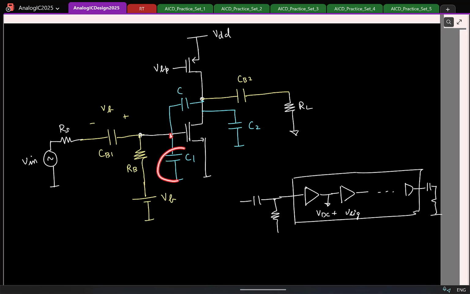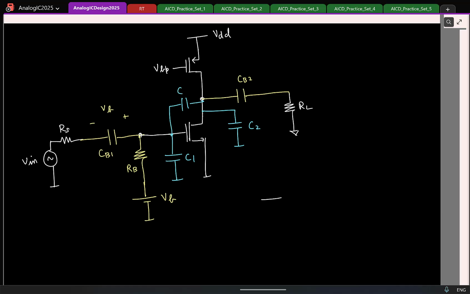We considered only these three capacitors when we looked at the frequency response. But let us say you make only a simple common source amplifier on chip. Off the chip you have these: an extra capacitor CB1 and CB2 here. They will also obviously contribute to poles and zeros. So let's try to see what their effect will be.